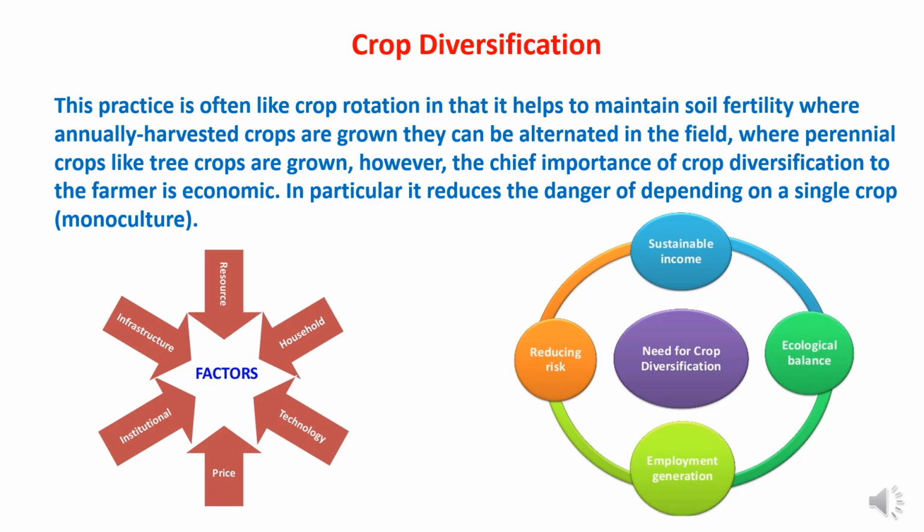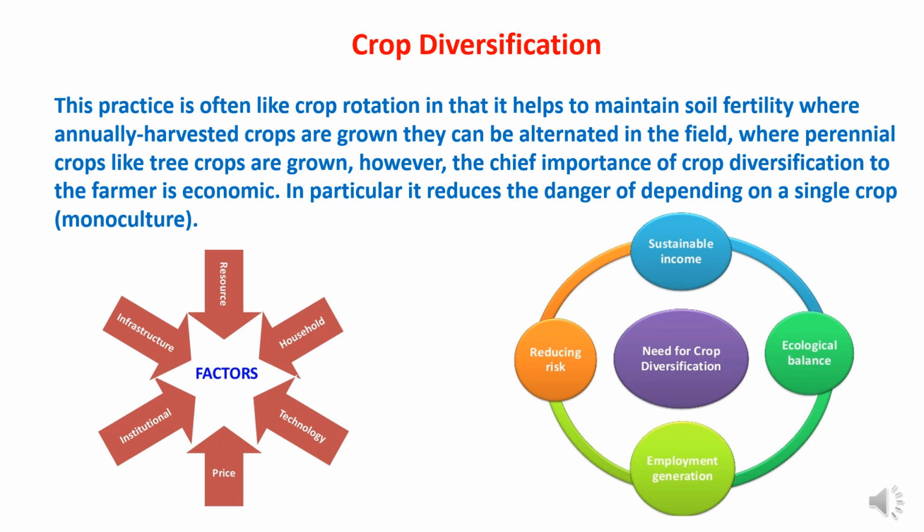Crop diversification. This practice is often like crop rotation in that it helps to maintain soil fertility, where annually harvested crops are grown and they can be alternated in the field where perennial crops like tree crops are grown. However, the chief importance of crop diversification is the economic base creation for the farmers. In particular, crop diversification reduces the danger of depending on a single crop like growing monoculture.